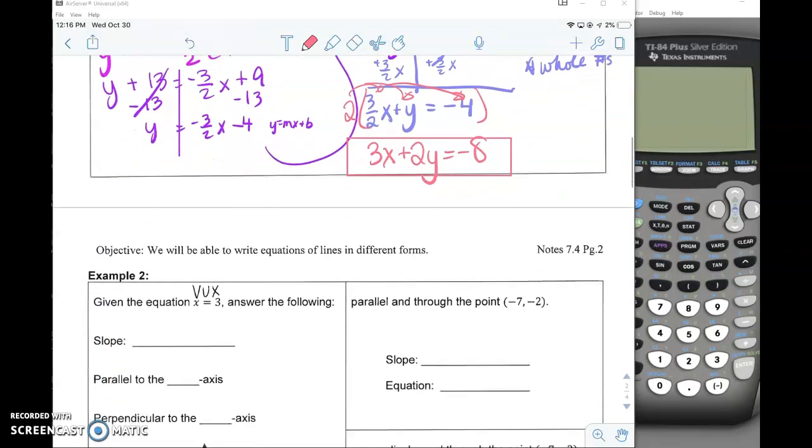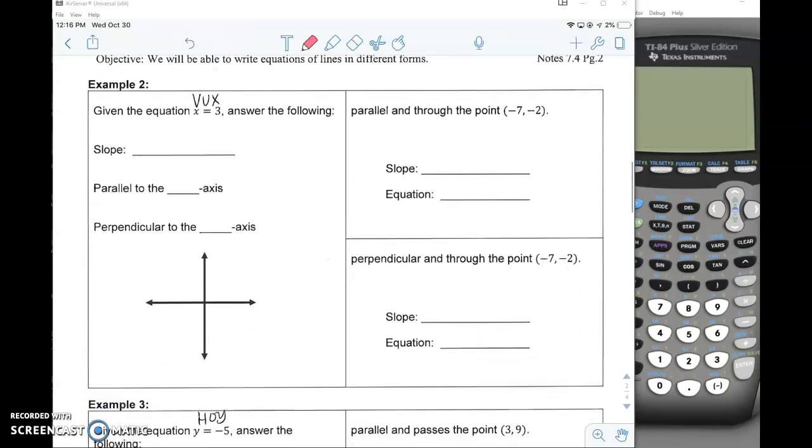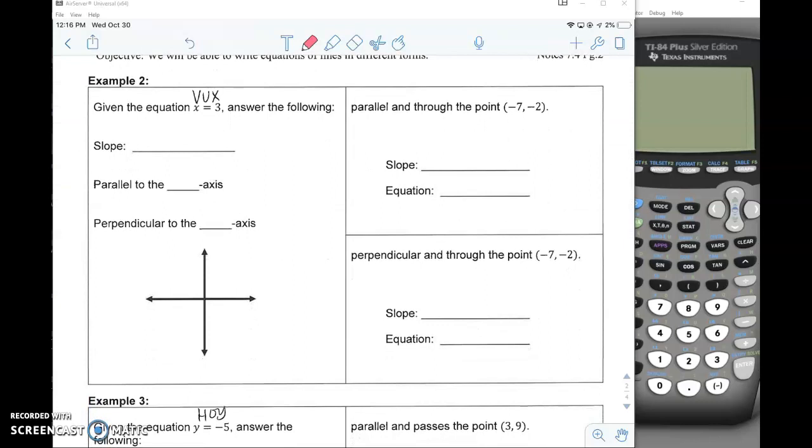Moving on to the back. Example 2. Given the equation x equals 3, answer the following. Vux hoy! This equation only has an x, therefore it is a vertical line. And the slope, the u, stands for undefined. Vertical lines always have an undefined slope.